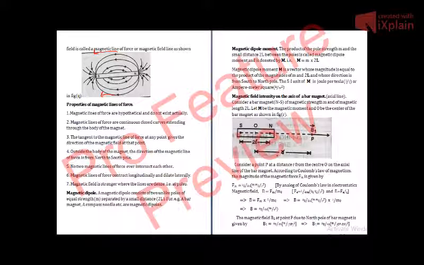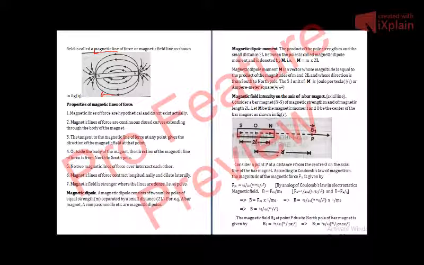Then there is the sixth one. The magnetic lines of force contract longitudinally and dilate laterally. Longitudinal means at the poles, south pole and north pole, they contract. They come closer to each other, and in the middle of the magnet, you will see that they dilate. They move away from each other.